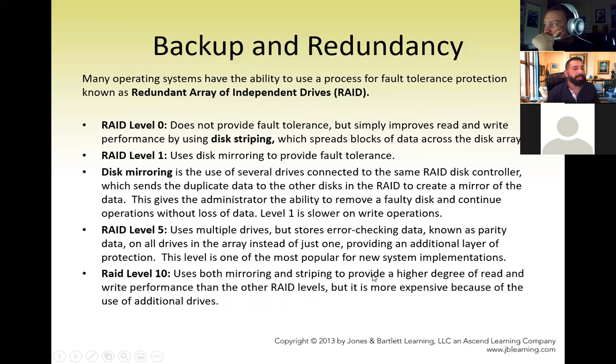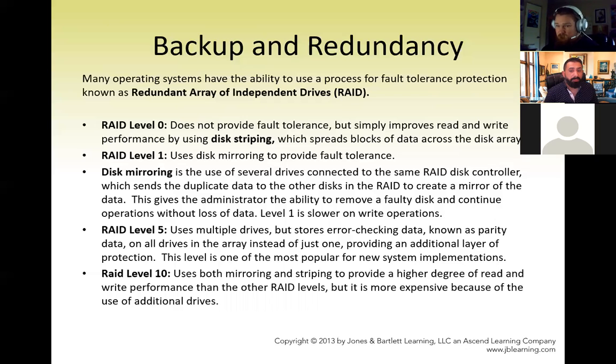There's something called redundant array of independent drives, RAID. RAID 0 does not provide fault tolerance, but simply improves read and write performance by using disk striping, which separates blocks of data across the disk array. RAID 1 uses a disk mirror to provide fault tolerance. Disk mirroring is used for several drives connected to the same RAID disk controller, which sends duplicate data to the other disks in the RAID to create a mirror of the data.